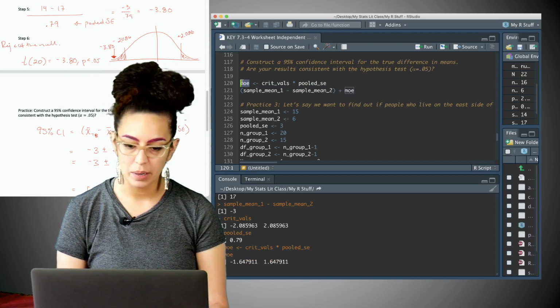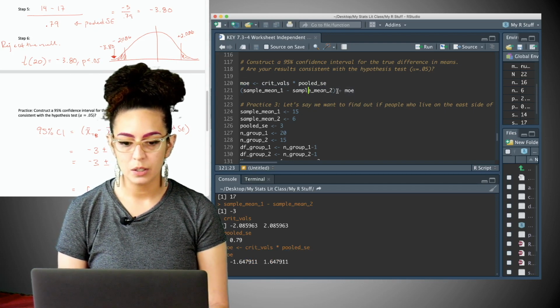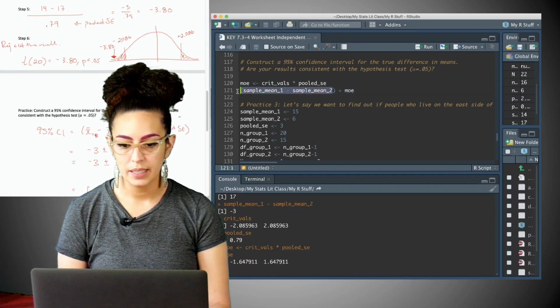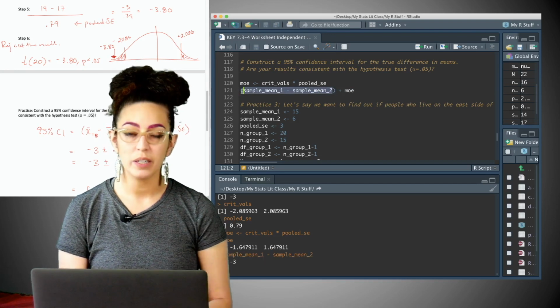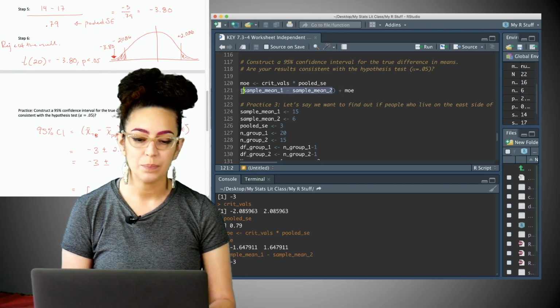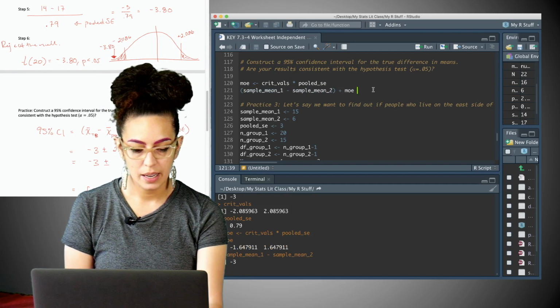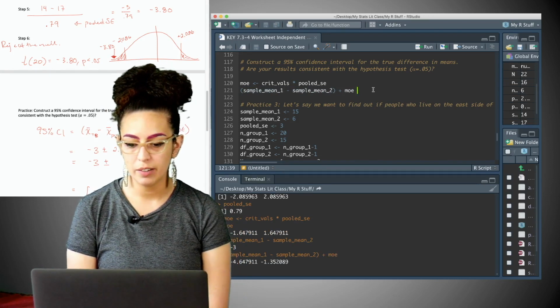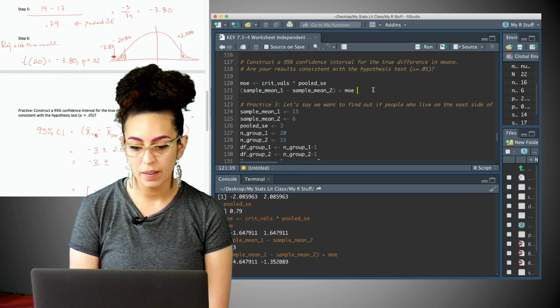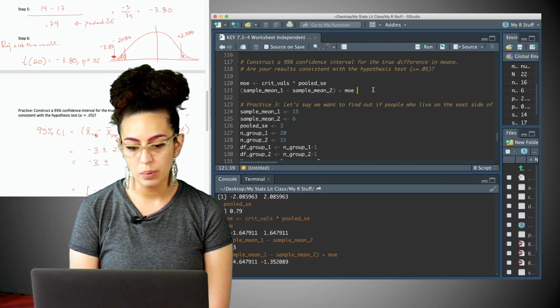1.65 and positive 1.65. So we are just going to, again, take the difference between them because we want to create a confidence interval around the differences. And we add and subtract that margin of error. We end up with negative 4.64 and negative 1.35.